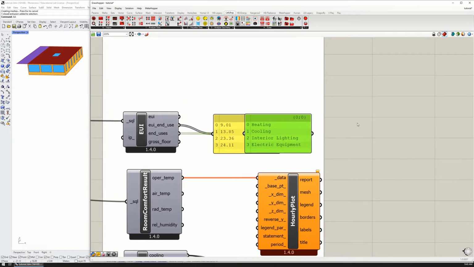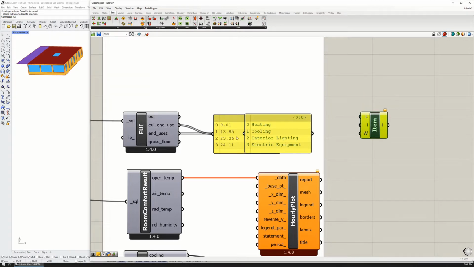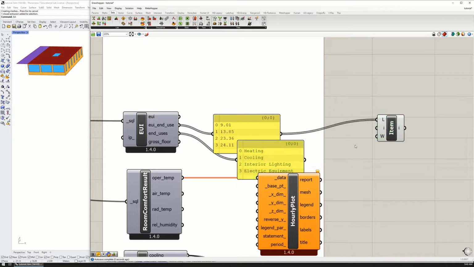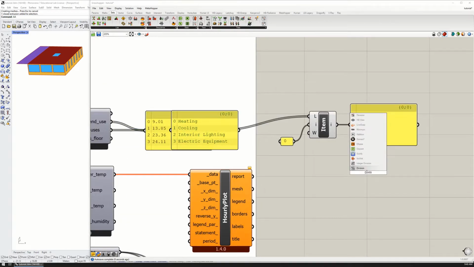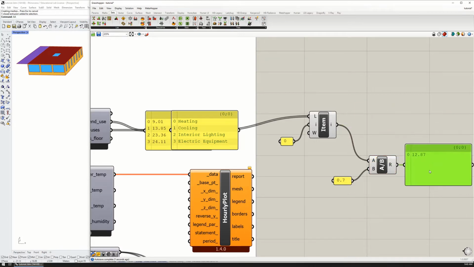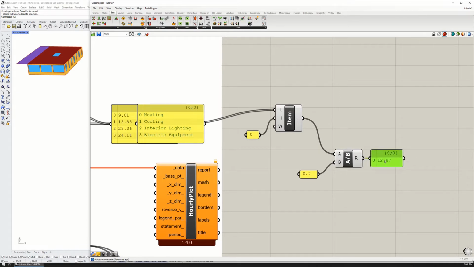So we can simply take this number here, and I'm going to just use an item selector or list items. I'm going to take this list and I'm going to return the zeroth item, and that is going to give me the first one, this here, which is the heating. And now I can divide by the COP, 0.7, to get the actual energy use of that system.